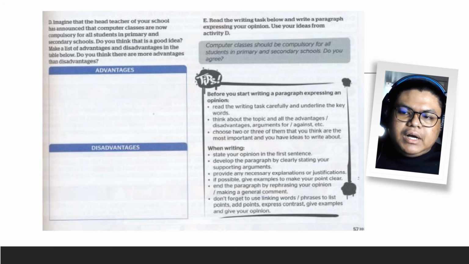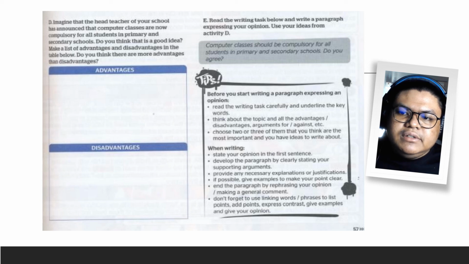Okay, so that is the listing part, and then you also have to try to write a paragraph of expressing your own opinion. Okay, use your idea from activity D. Okay, so try to do the idea. Okay, gunakan idea yang awak dah tulis tadi dekat advantages and disadvantages dekat D tu.